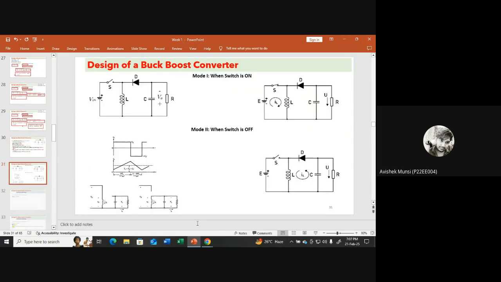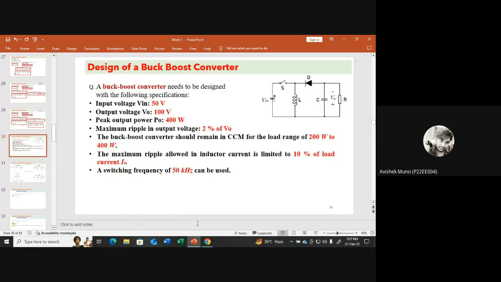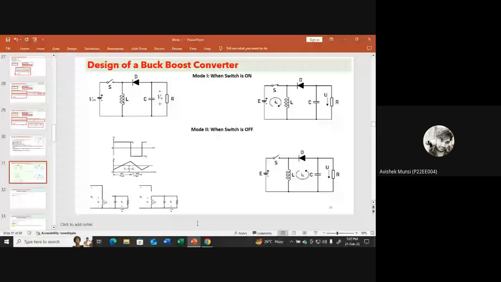Based on this data, you have to solve some questions, like what will be the voltage rating of the capacitor, MOSFET, diode, etc. So, have you gone through buck boost converter this week? In the way I discussed. Okay, so let me derive it for you all.